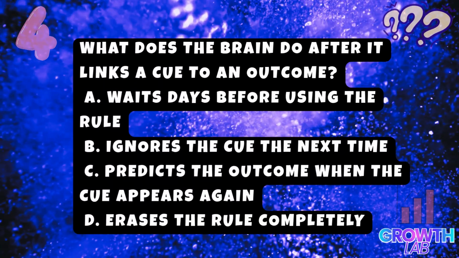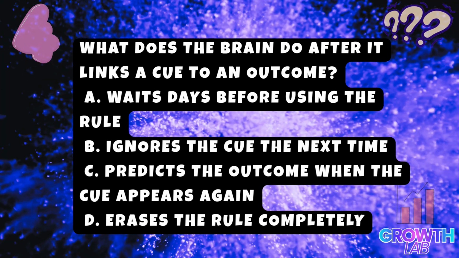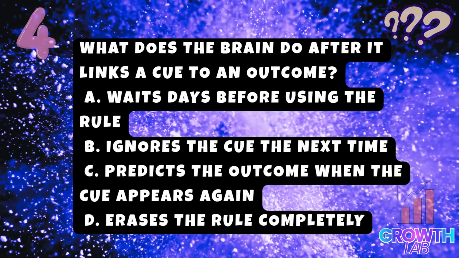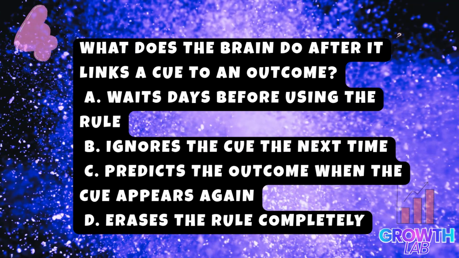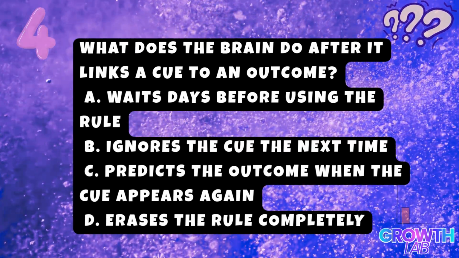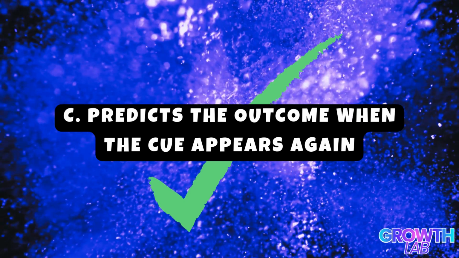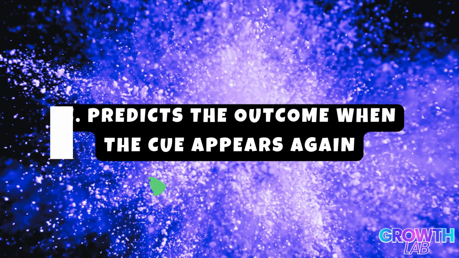Question 4. What does the brain do after it links a cue to an outcome? Answer options are: Option A, waits days before using the rule. Option B, ignores the cue the next time. Option C, predicts the outcome when the cue appears again. Option D, erases the rule completely. Correct option is option C, predicts the outcome when the cue appears again. Prediction makes behavior faster and smarter.